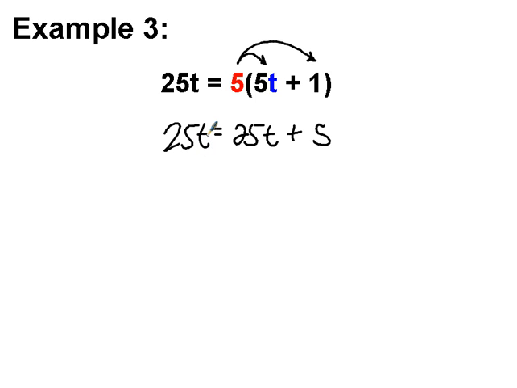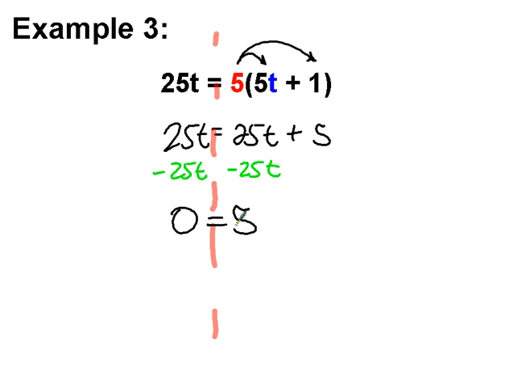Now hopefully something looks a little odd to you, because I see 25t on both sides. Well, at this point, let's stick with moving our variable to the left-hand side. So I subtract 25t from both sides of my equation. On the left-hand side, I'm left with 0, and on the right-hand side, I'm left with 5. Then I step back and say, wait a second, what happened to t? I can see very clearly that it disappeared from both sides.